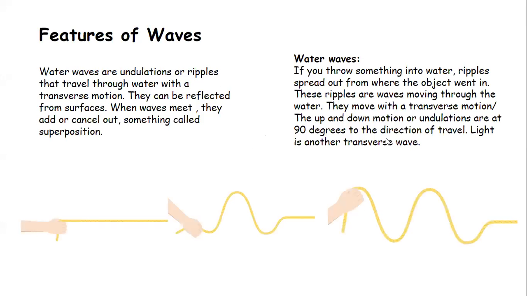Okay, waves are undulations or ripples, okay? In the case of water, they travel through the water with a transverse motion, hence the name transverse wave. And this means that the up and down motions are at 90 degrees to the direction of travel. Okay, another example of a transverse wave is light.